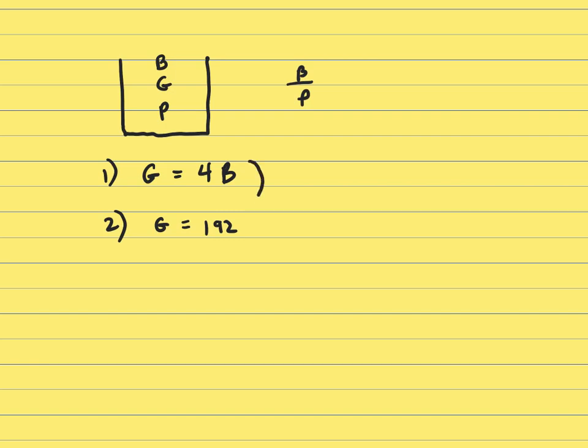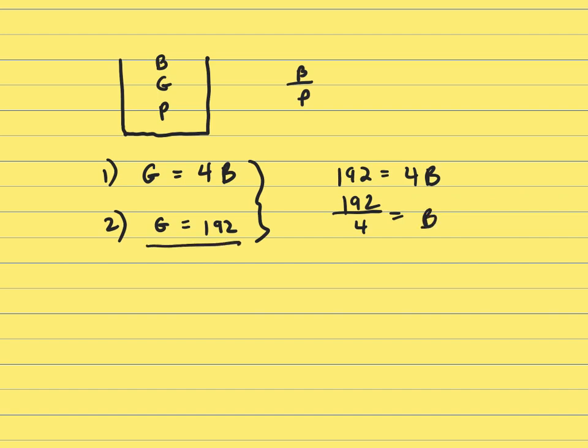Now put them both together. Well, that's going to work because green's 192. So you know the 192 equals 4 times blue. You can solve this. Now you wouldn't do all this. You don't have to actually find the answer.